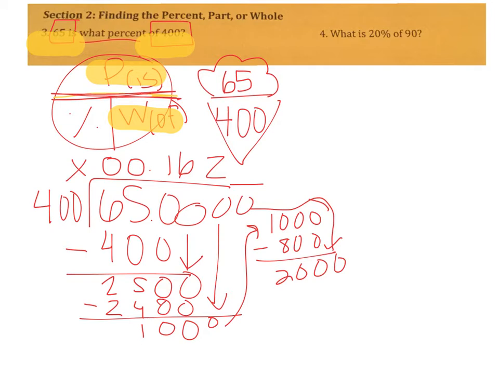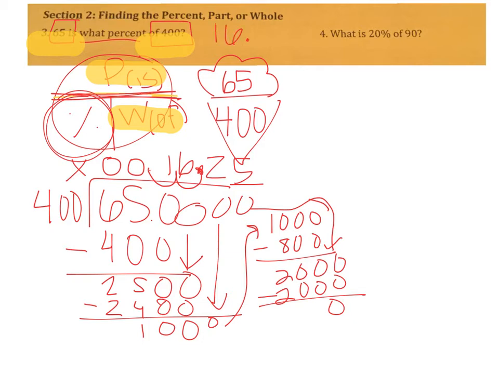And 400 goes into 2,000 5 times. 5 times 400 is 2,000. Subtract and get 0. Okay, so I have a decimal. But remember, we're wanting to find the percent here. So I'm going to move the decimal 2 times to the right, and I will have 16 and 25/100%.